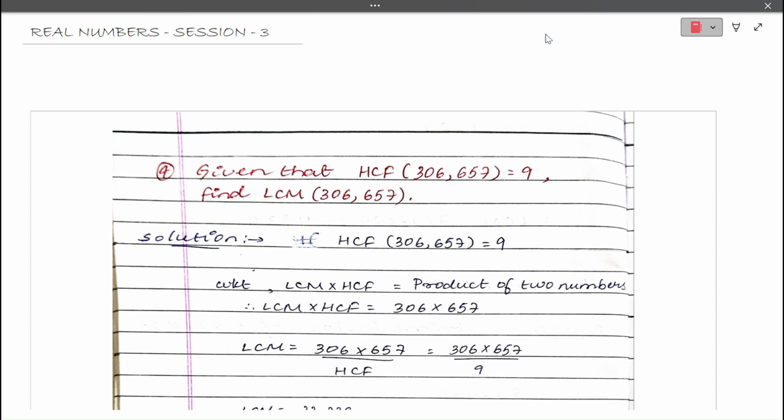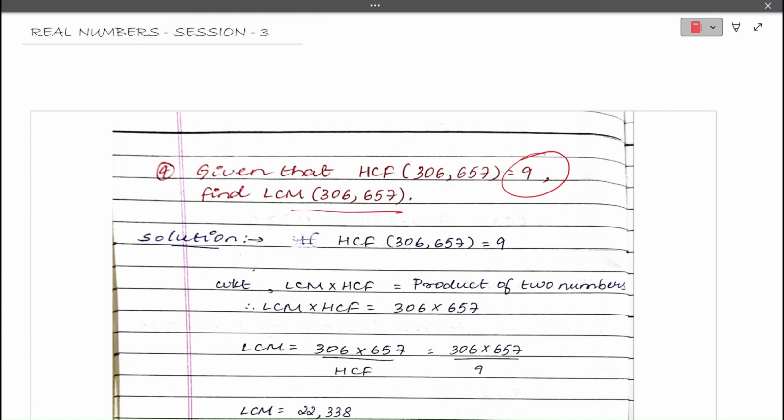So we were dealing with exercise 1.1, finding the HCF and LCM. Okay, so we will be continuing with the questions. So we will be starting with the fourth question, that is, they have given the HCF of two numbers to be 9. They are asking us to find the LCM of those two numbers.